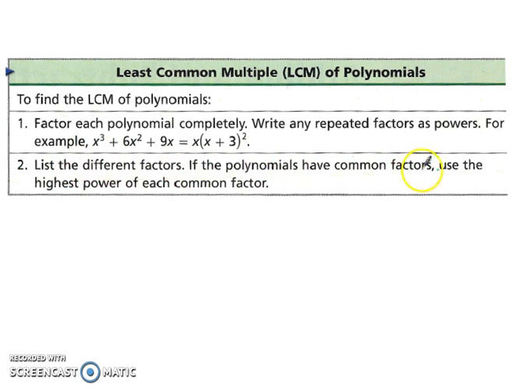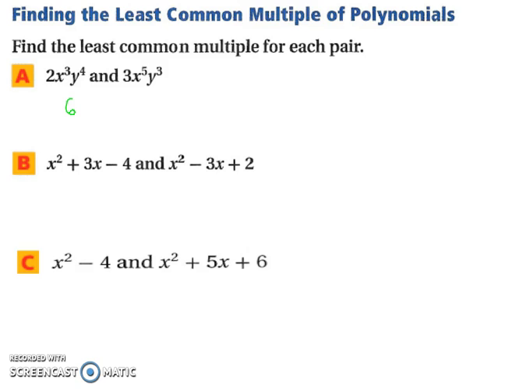So now, just like it's stated back here, list the different factors. If the polynomials have common factors, use the highest power of each common factor. So we want the highest power. Which one's got the highest power? X to the third or x to the fifth? Well, x to the fifth does. And do the same thing with the y.